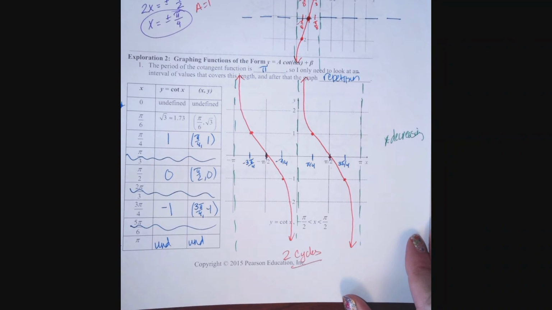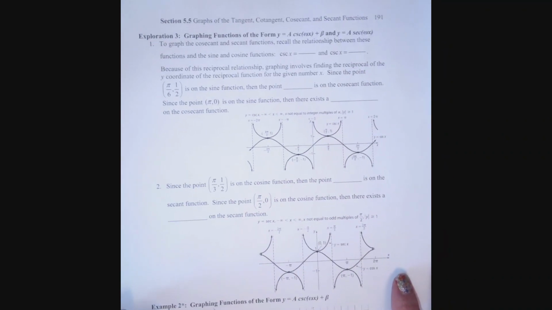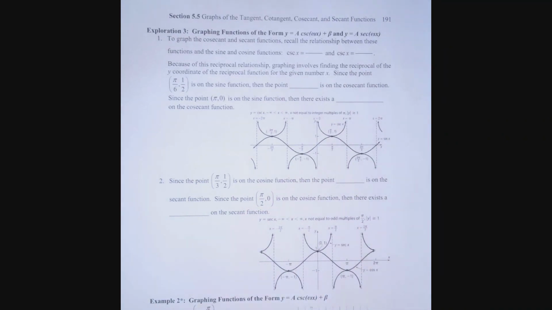Let's talk about, I know this section goes really quickly, let's talk about graphing cosecant and secant. Now, the wonderful thing about graphing cosecant and secant is that you really don't focus on graphing cosecant and secant. You graph the reciprocal functions, sine and cosine, and then you just build it off of that.